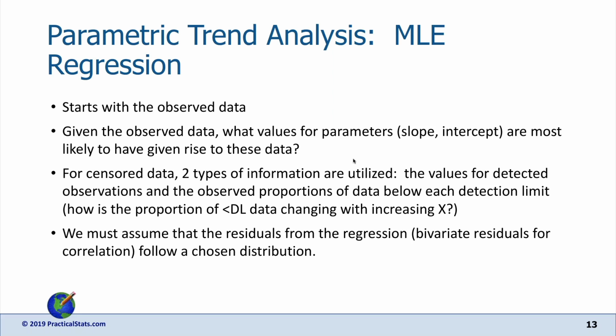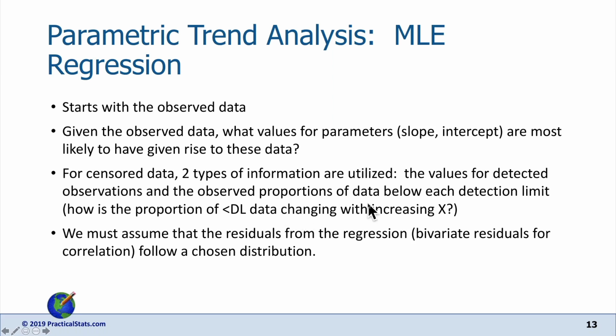So there's two types of information that are utilized. And if you'd like more information on this point, you can go back to the webinar that's up on our page that we did back in the spring, I think, which is how the mystery of Nondetects and how Nondetect methods work. But basically all these methods for censored data use two types of information. First, the values for the detected observations, just as you would with any other procedure. You've got those. And then for the Nondetects, the observed proportions of the data below each detection limit. And how are these things changing over time?